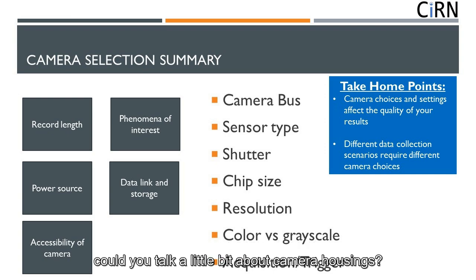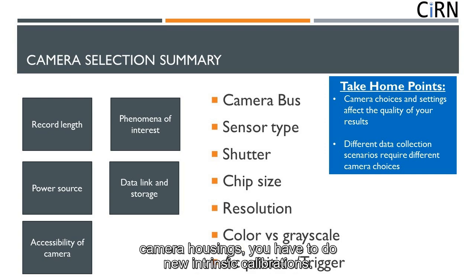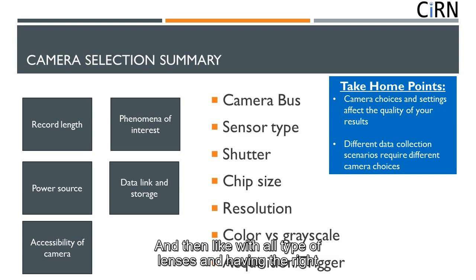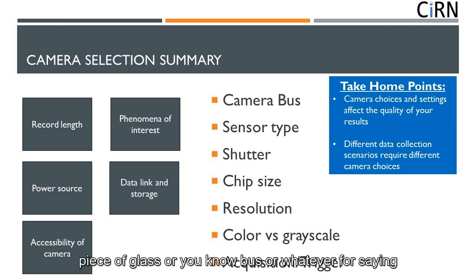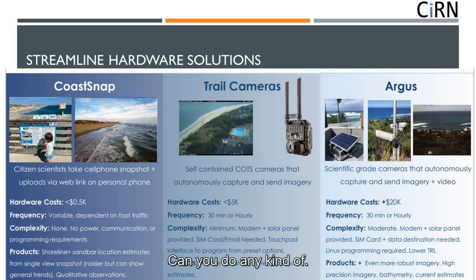Mark? Yeah, could you talk a little bit about camera housings? I'm curious, if you switch camera housings, you have to do new intrinsic calibrations, and with all types of lenses and having the right resolution for the lenses, you're going through another piece of glass or plastic or whatever for the housing. How does that play in? Does it matter? Can you do any kind of housing and does it change anything?